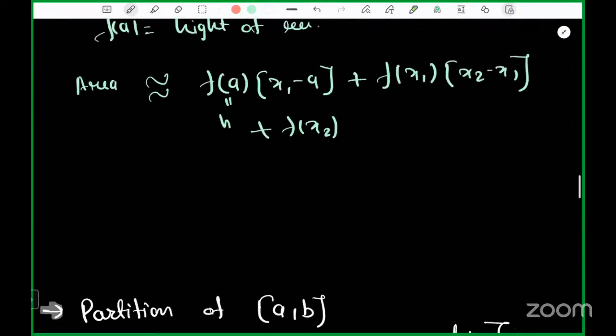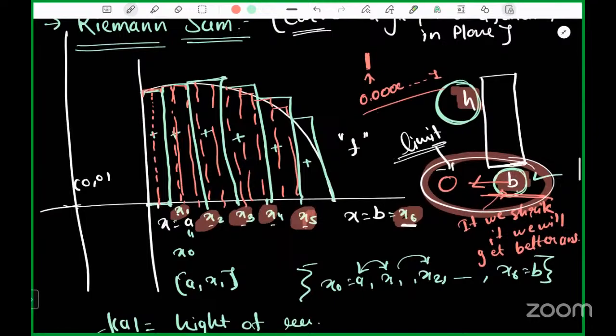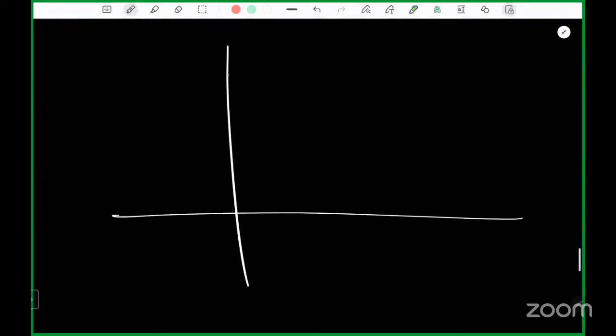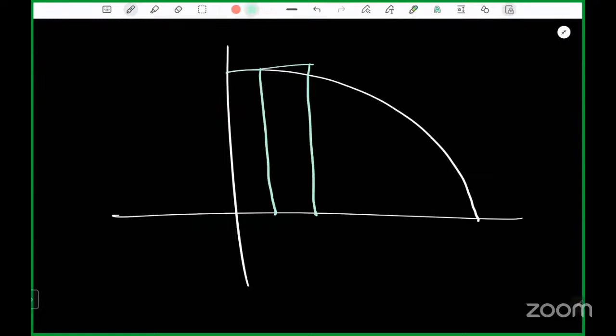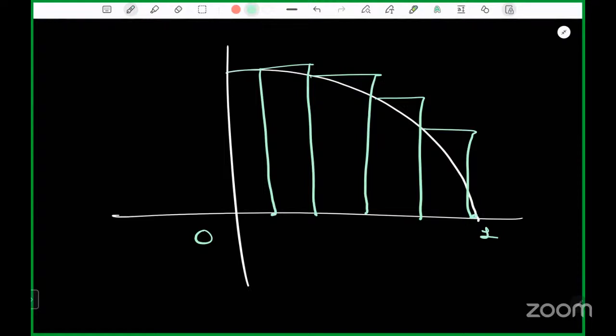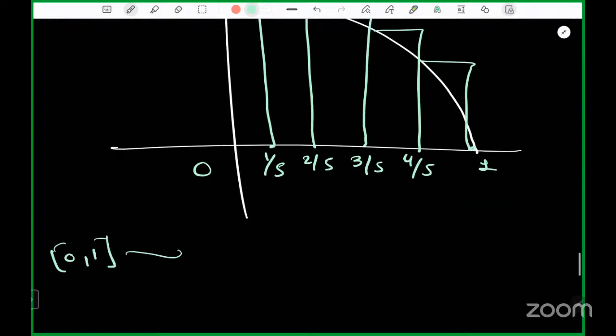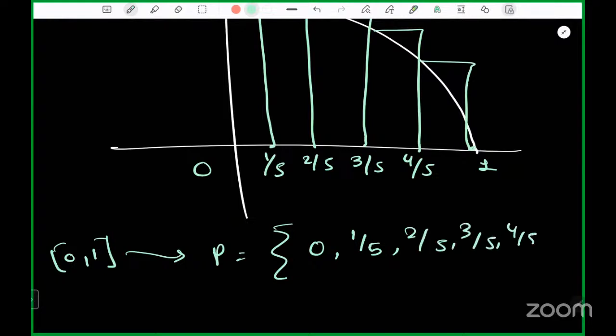So here in a figure, if you observe, suppose let me draw another figure. Here suppose I have taken this particular partition. Okay, so suppose this is your 0 to 1, right? Here I have taken 1 by 5, 2 by 5, 3 by 5, 4 by 5, and 1. So here we have a closed interval 0 comma 1. For this closed interval 0 comma 1, I have taken a partition P containing the points 0, 1 by 5, 2 by 5, 3 by 5, 4 by 5, and 1.